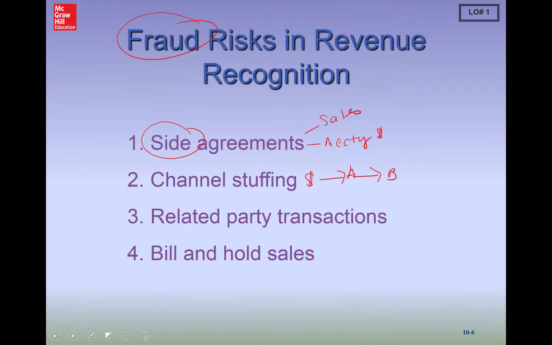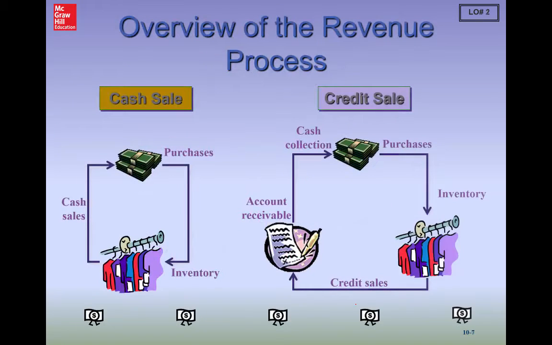Oh, let's go back one. And then we have related party transactions. These are very important to us. This is also heavily tested on the CPA exam, and any type of related party transaction we are looking at because this is no longer done at arm's length. And we have bill and hold sales.